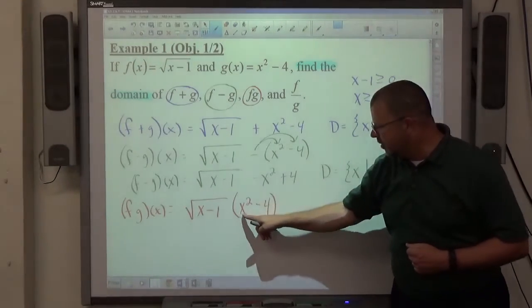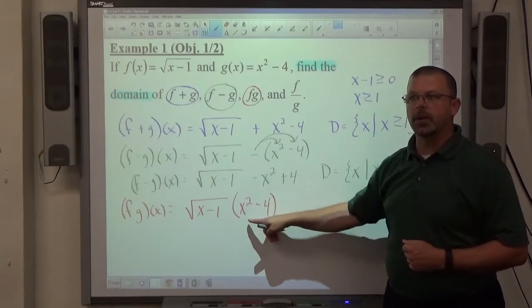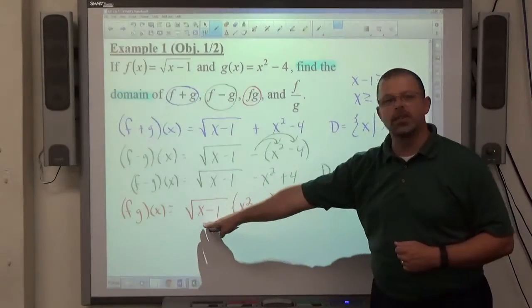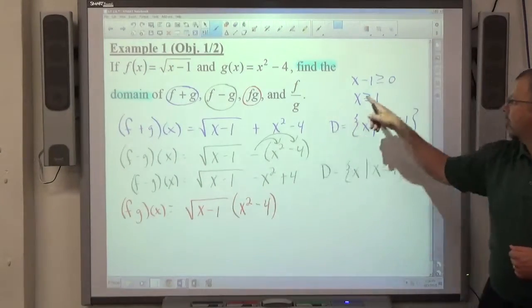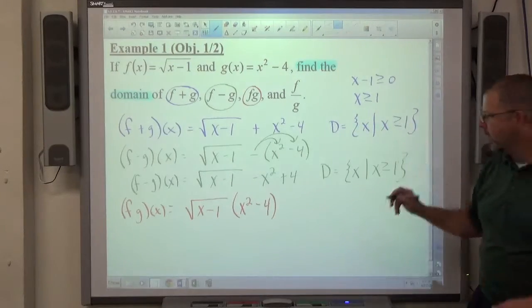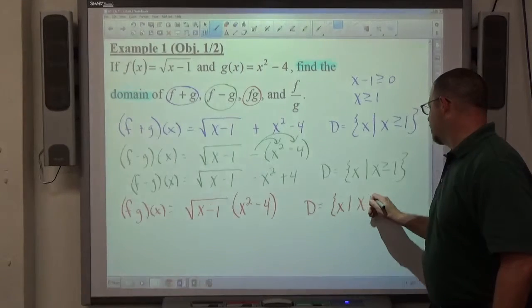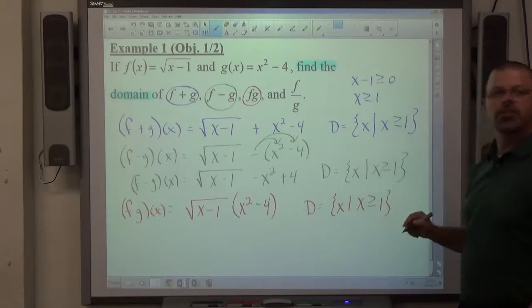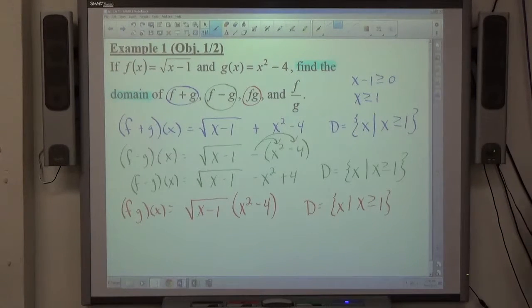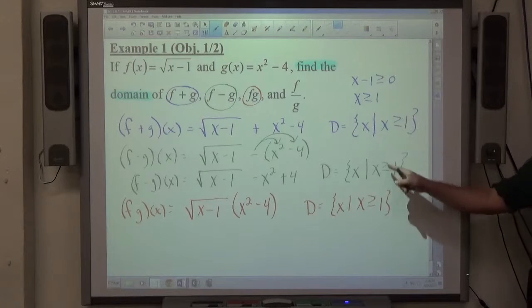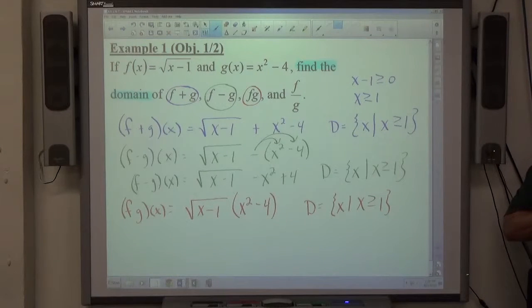Notice that this is a polynomial structure. I can put any number into this, right? So the only issue, once again, is the square root of x minus 1. Its domain is still x is greater than or equal to 1. So the domain of this is the set of all x such that x is greater than or equal to 1. I'll use the word usually again. Usually, all three of these domains are exactly the same, unless there's some weird function out there that I've never seen before that doesn't do that. But usually those are all the same.